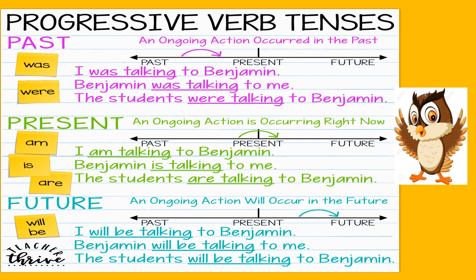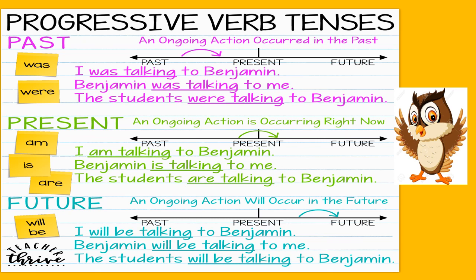It is an ongoing action that is occurring right now. For example, I am talking to Benjamin. Benjamin is talking to me. The students are talking to Benjamin. So the action is going on and it is occurring right now. When we take future progressive verb tenses, it is an ongoing action that will occur in future.